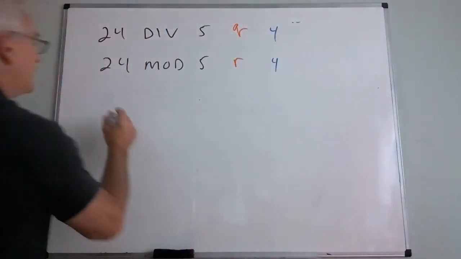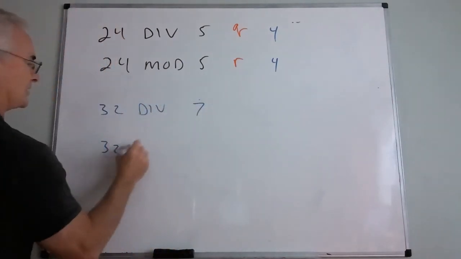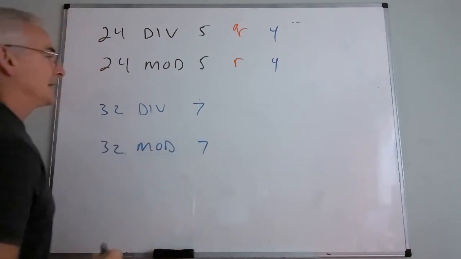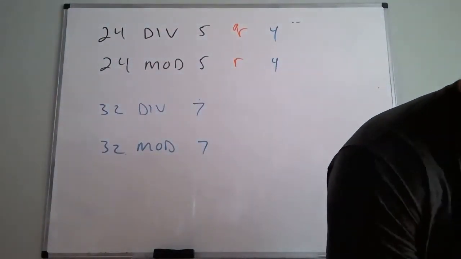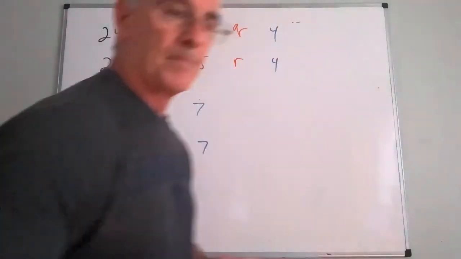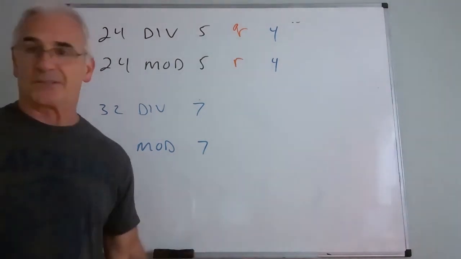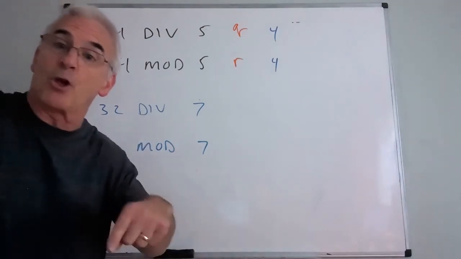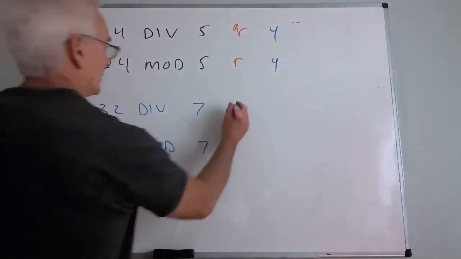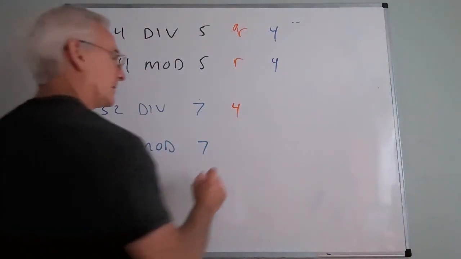All right, let's do another one. I've got 32 div 7, and 32 mod 7. So now the answer is just simply a number. It's not a difficult thing to do, but you have to know why. You can do this in your head. Hopefully, if the numbers aren't big, you should not be challenged. How many times does 7 go into 32? If I was doing long division, 7 goes into 32 4 times. It has a remainder of 4.